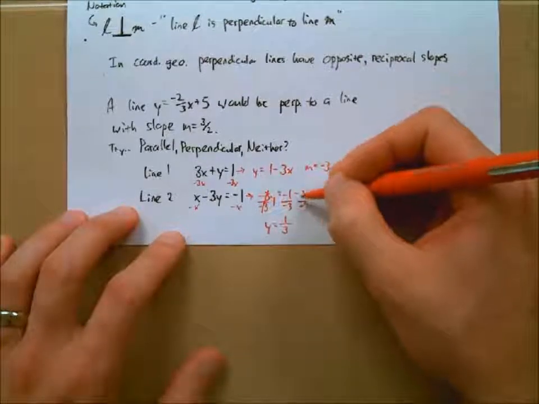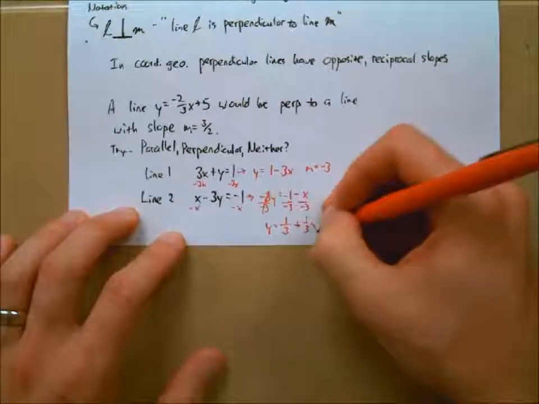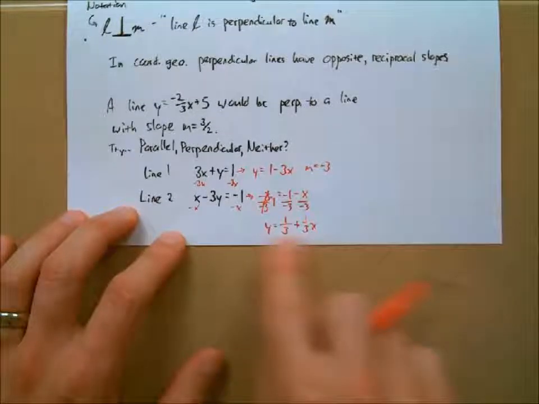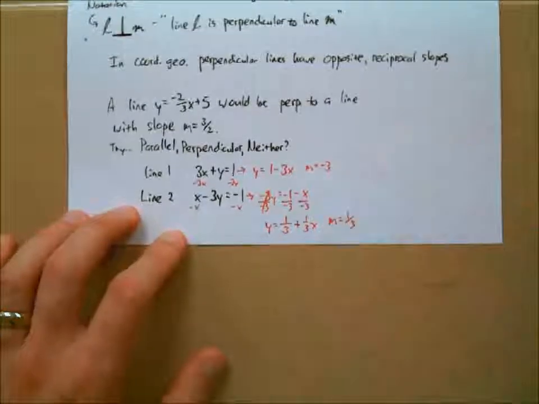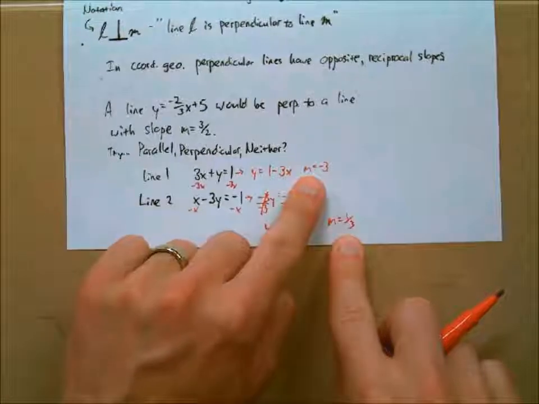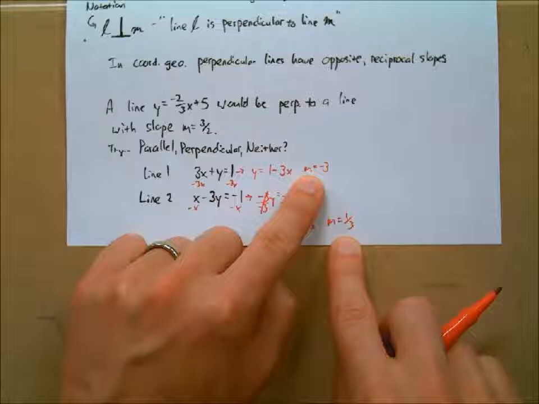What's the number in front of the x right here? A 1, but it'd be a -1, divided by a -3 becomes positive 1/3 x. What's the slope of this line? 1/3. Good. Okay, so are they parallel? No. Are they perpendicular? No. Oh, but yes, good.